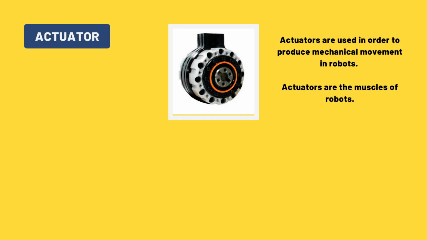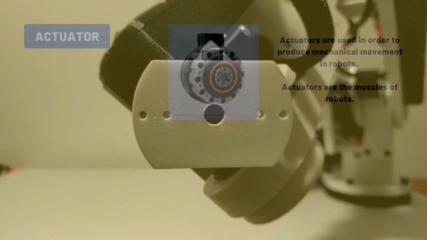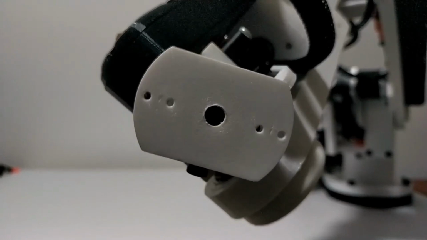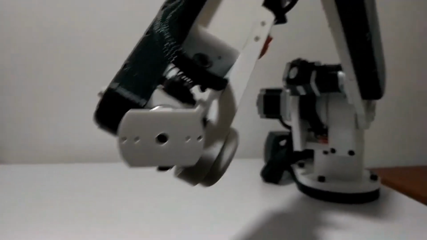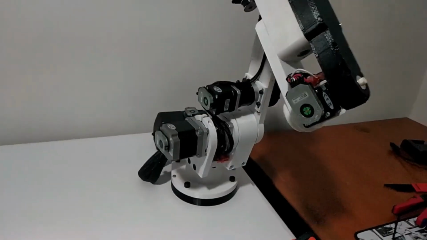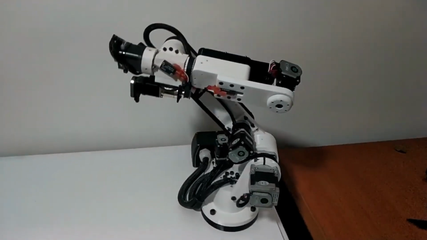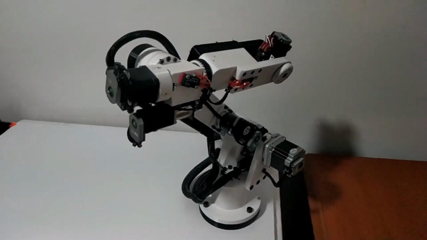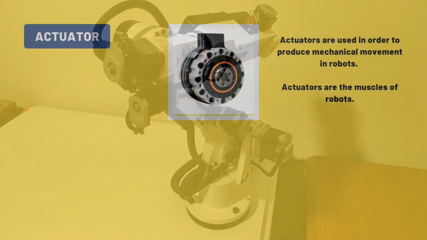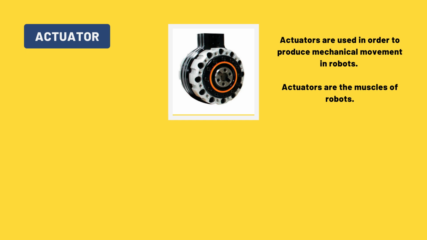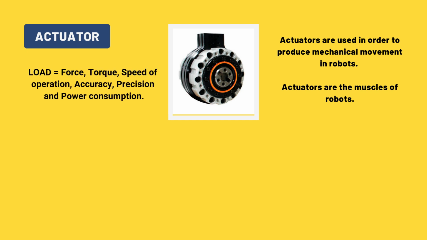The next component of a robot would be the actuator. Actuators are used in order to produce mechanical movement in a robot. Actuators are in fact the muscles of robots. There are many types of actuators available depending on the load involved. And by the term load, we mean many factors including force, torque, speed of operation, accuracy, precision, and power consumption.